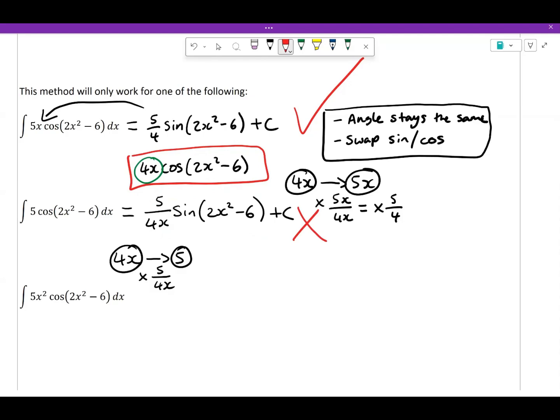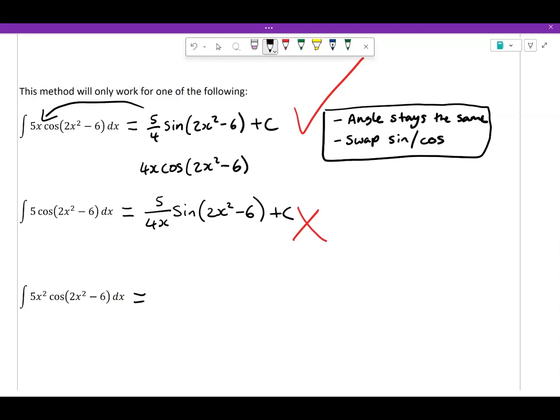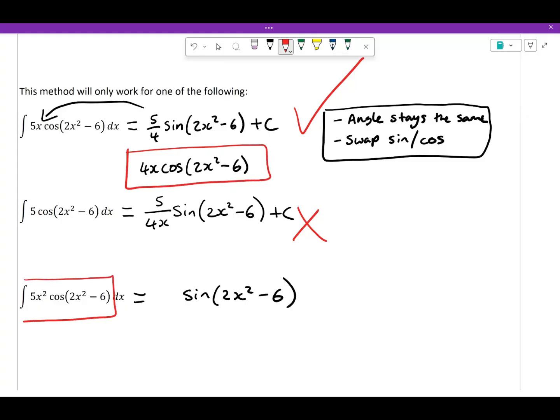Let's consider our last one. Once again, it has the same format, so I'm just going to write in the sine of 2x squared subtract 6. And we know that when I differentiate that, we are going to get what is written up here. So we need to compare that to what is written down here. Multiplying our trig function, we got 4x, we got 5x squared. So how do I get from 4x to 5x squared? Well, I'd have to multiply by 5x squared divided by 4x, which simplifies to 5x over 4.